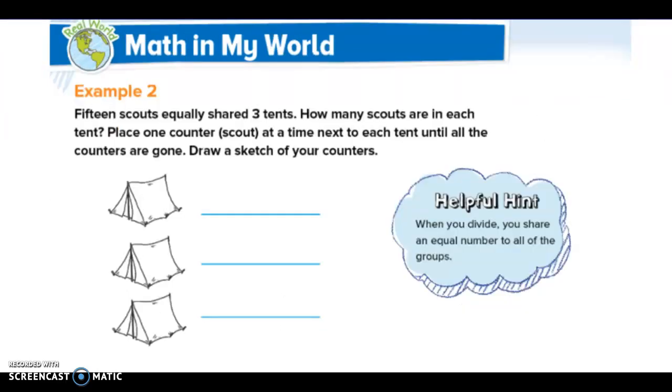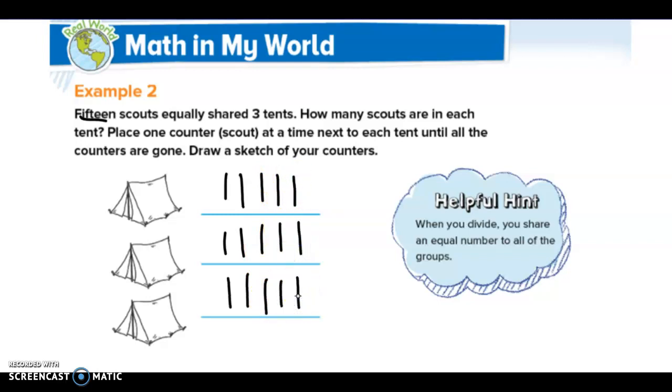Let's try this one. 15 scouts equally share 3 tents. How many scouts are in each tent? Place 1 counter, which is going to stand for a scout, at a time next to each tent until all the counters are gone. All right, so let's see. We need 15 of them. 1, 2, 3, 4, 5, 6, 7, 8, 9, 10, 11, 12, 13, 14, 15. So we took 15 scouts and divided them into 3 tents. How many are going to be in each tent? 1, 2, 3, 4, 5. 15 divided by 3 equals 5.